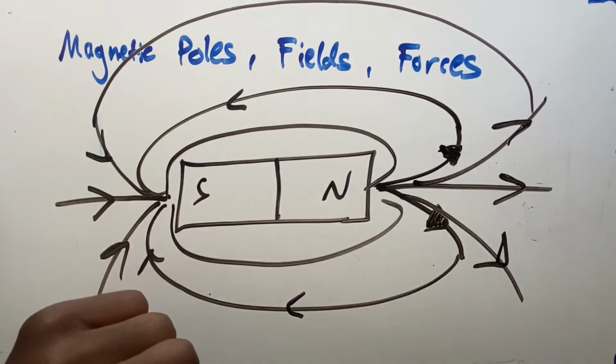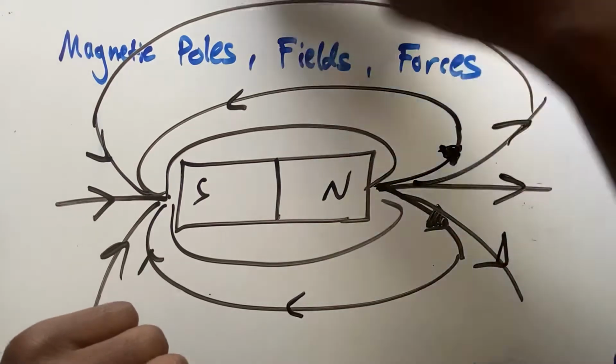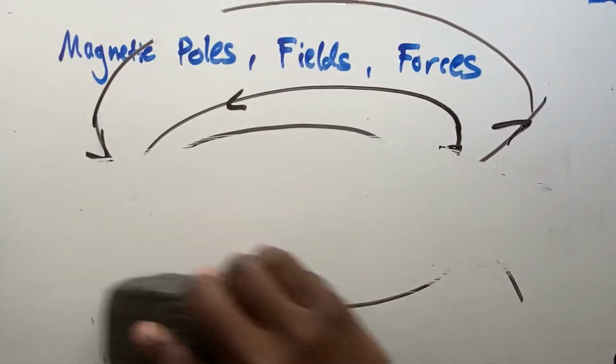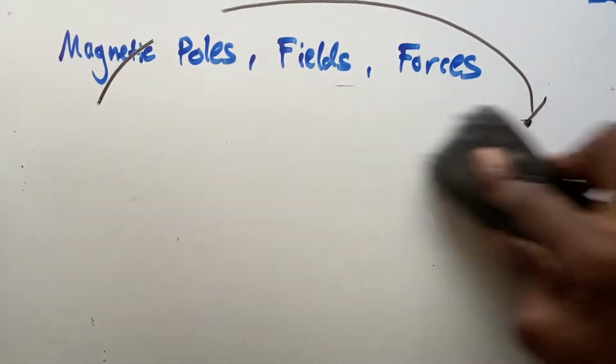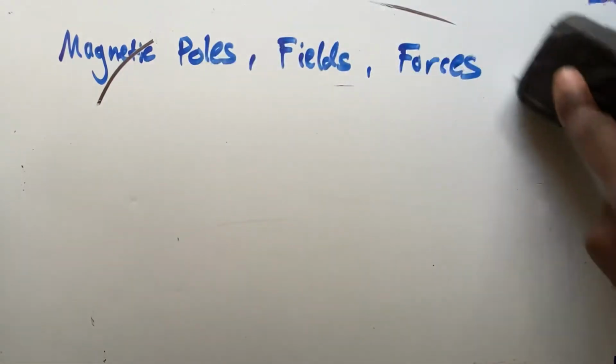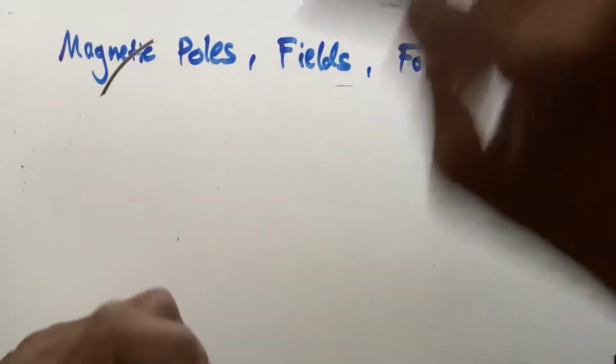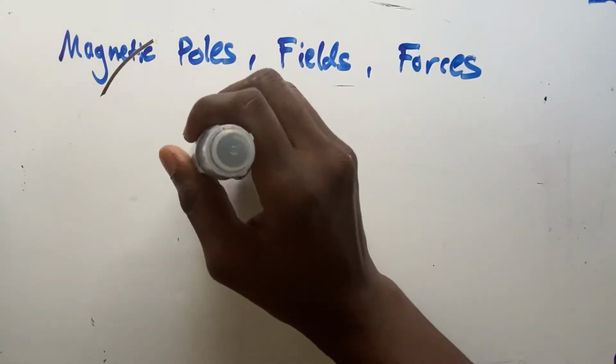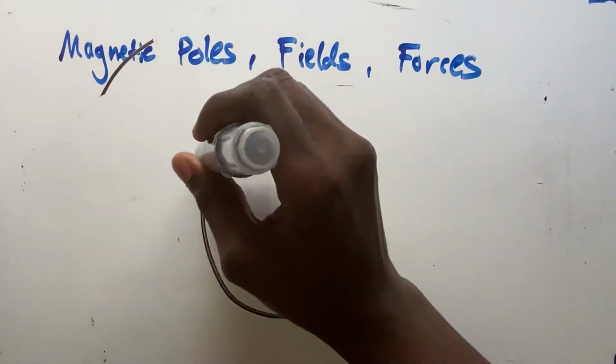All right. So let me draw the field lines for one more magnet. I'm going to also draw the field lines for a U magnet. A U magnet basically is a magnet that's shaped like a horseshoe.